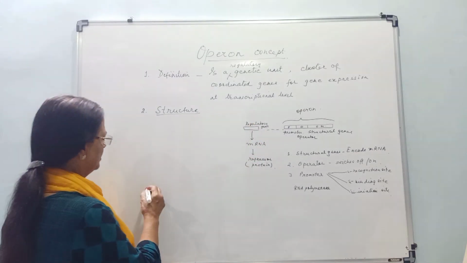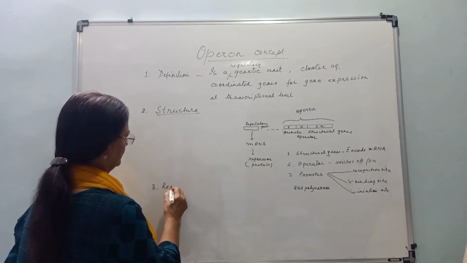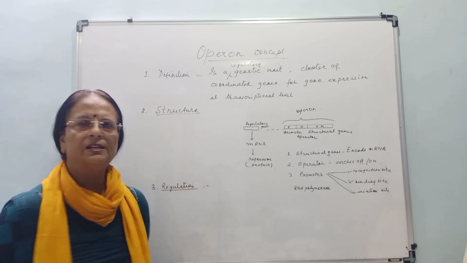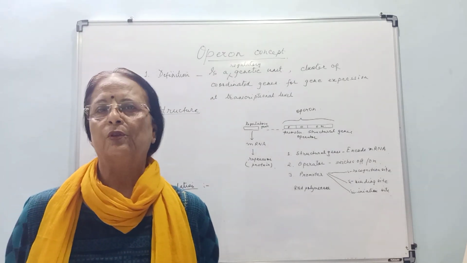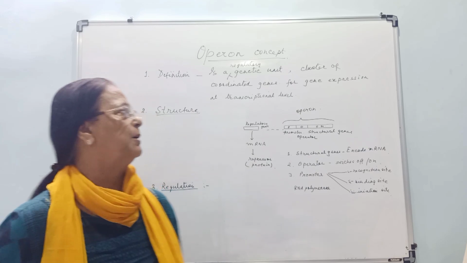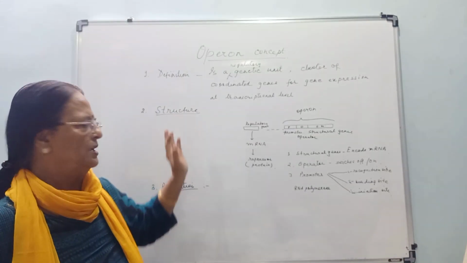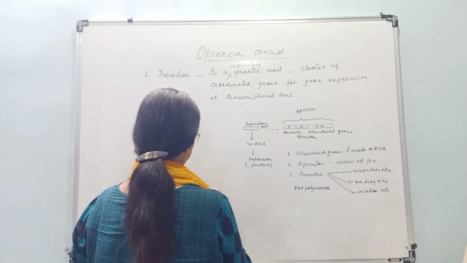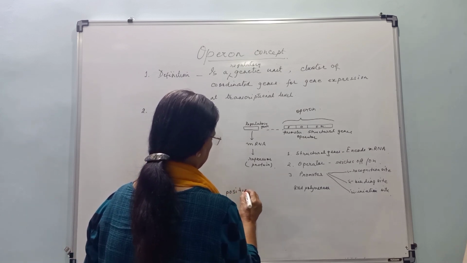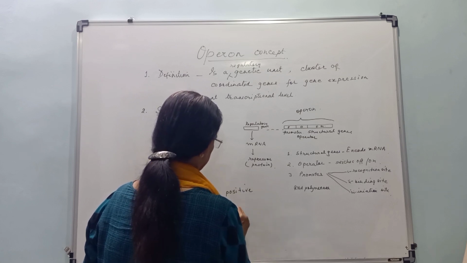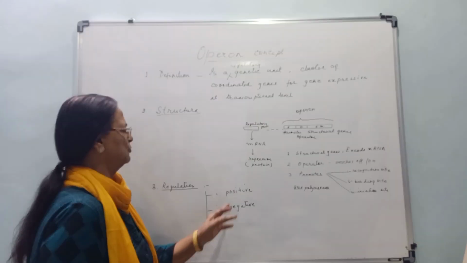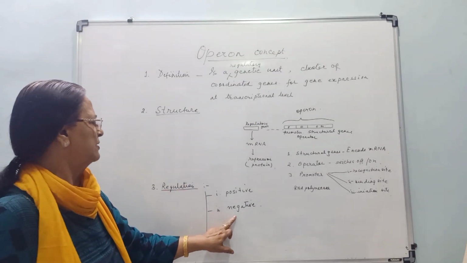Now next is the regulation. The regulation is very important because the protein is synthesized only when it is required by the microorganism. When the protein has to be synthesized or stopped is regulated by the operon and the regulatory gene. So the regulation is of two types. One is the positive regulation and the other is known as the negative regulation.